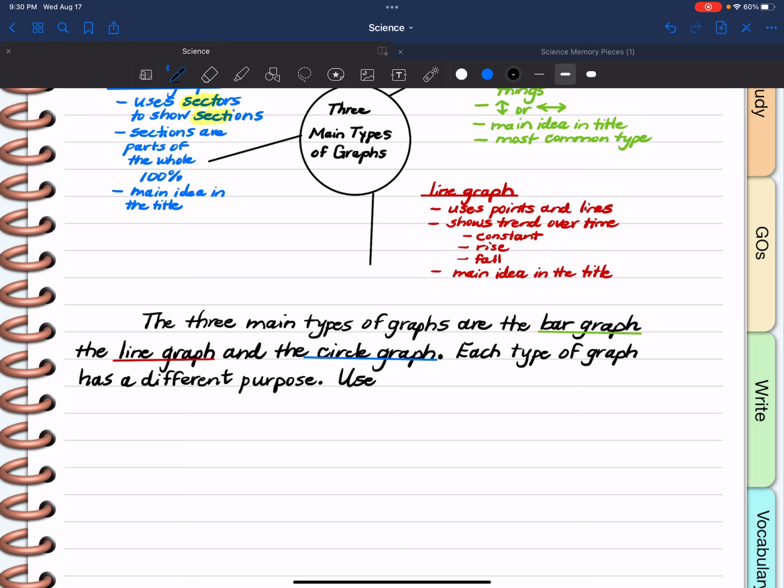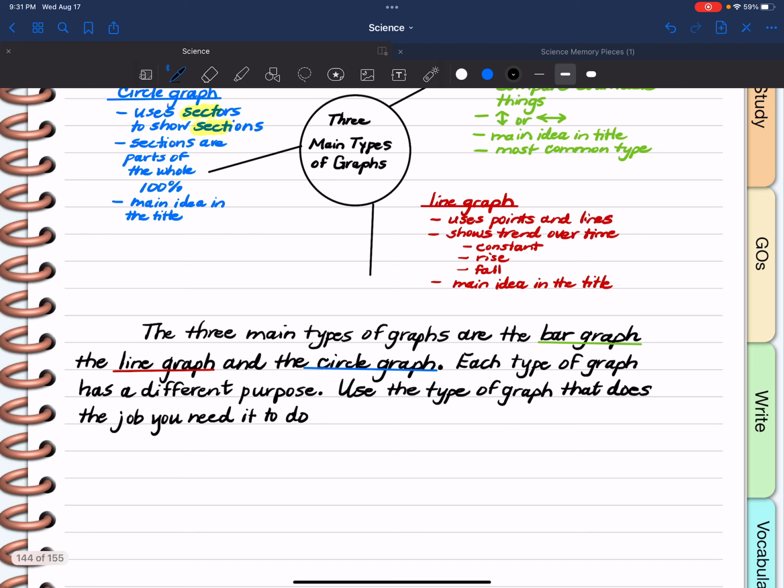Use the type of graph that does the job you need it to do. Okay, a paragraph must have 3 sentences. So this is our introductory paragraph.